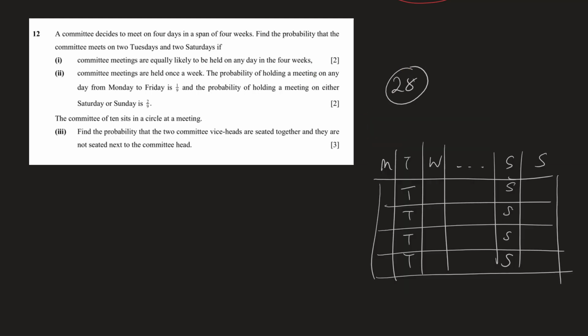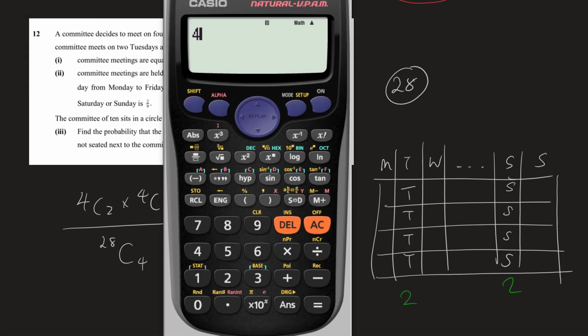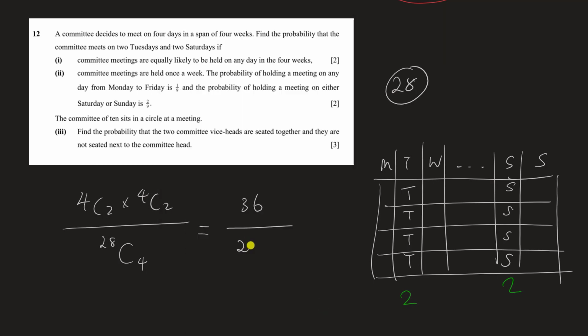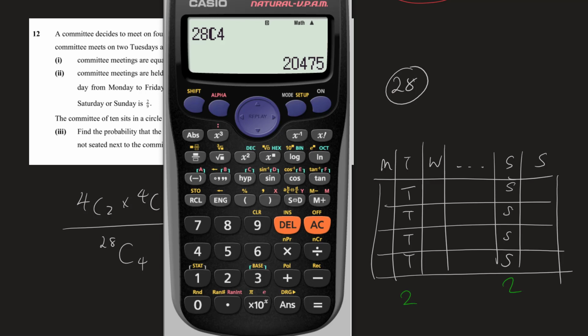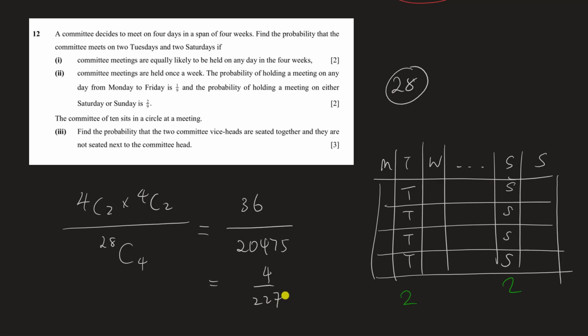So we have this. These are the days of the week. It doesn't matter whether you have the Tuesday and Saturday in the same week. All you need to do is choose 2 Tuesdays from here and 2 Saturdays from here. So that will give you 4 choose 2 times 4 choose 2 out of how many unrestricted ways? 28 days, choose 4 days. So the answer would be 36 over 28 choose 4, 20475. Simplifying this, 4 over 2275. 2 marks.